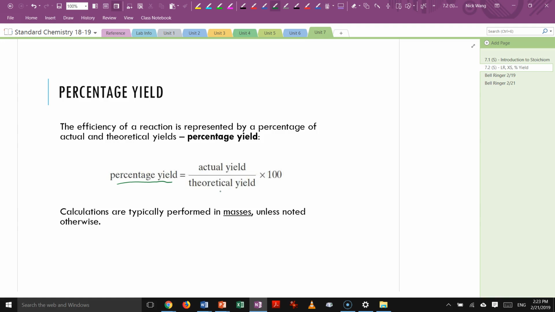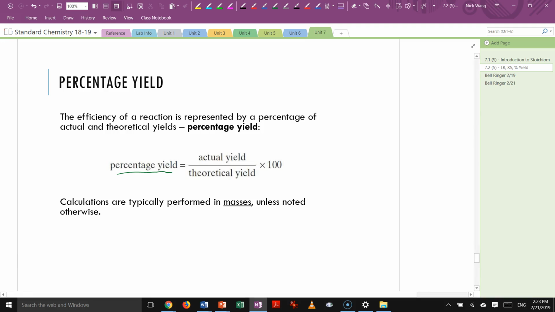Ideally, we definitely want 100% yield. We would love to have 100% yield every time, because that way we know that whatever we put in, we can get out. But again, nature sometimes has its own ways of operating, so sometimes we don't always get 100% yield.